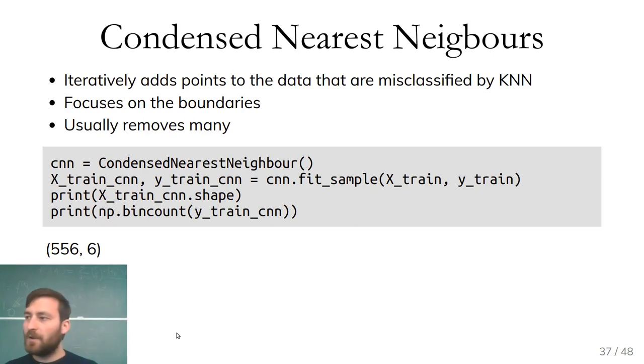There's another strategy, which is called condensed nearest neighbors. This iteratively adds points to the data that are misclassified by k-NN. This does exactly the opposite of edited nearest neighbors, and people use both of them as heuristics. That seems sort of counterintuitive to me. So this actually focuses on the boundary and removes all the data points in the majority class that are far away from the boundary. One of the benefits of doing this is it usually removes many data points that are redundant in the majority class.